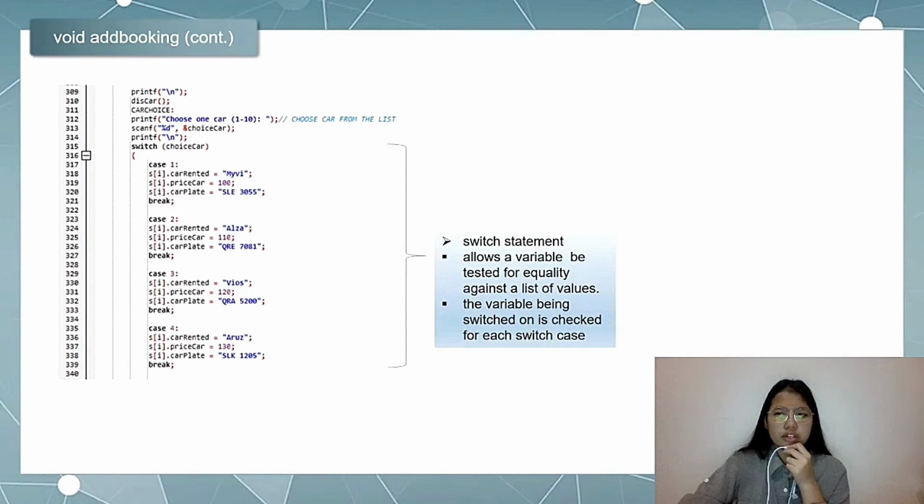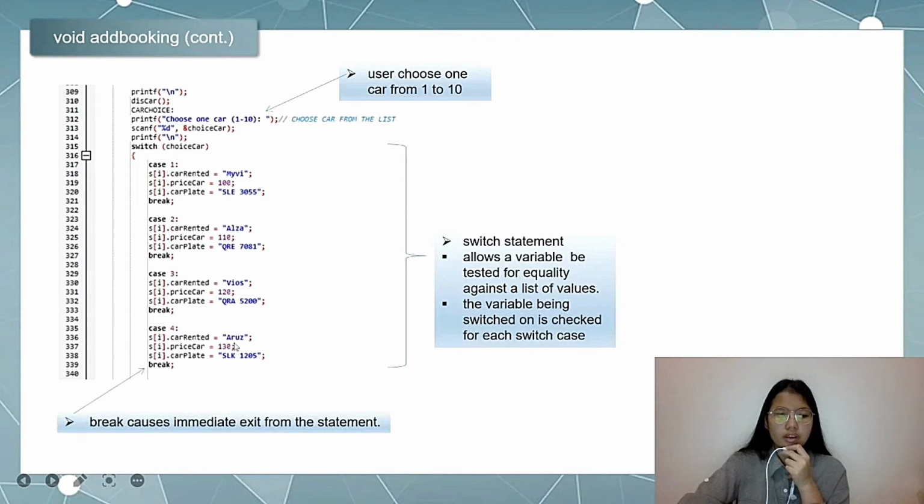This is the car choice function. The switch statement allows a variable to be tested for equality against a list of values. The variable being switched on is checked for each switch case. The user chooses one car from 1 to 10 and break causes immediate exit from the statement. For example, the user enters 1 and the program will record the choice.